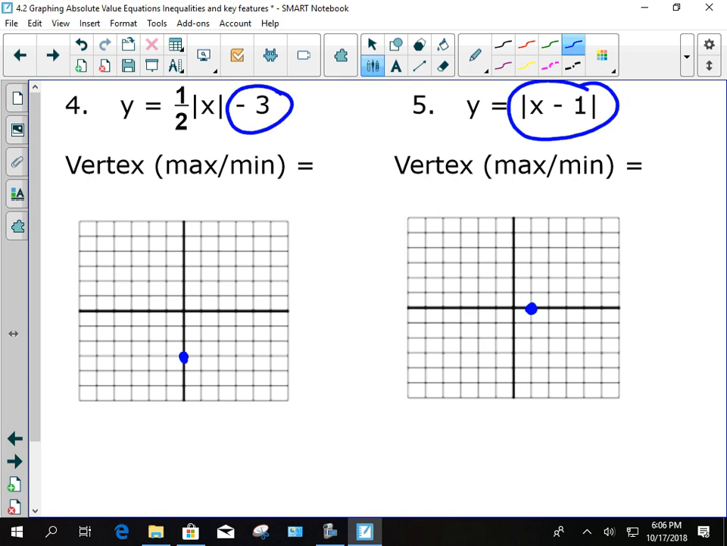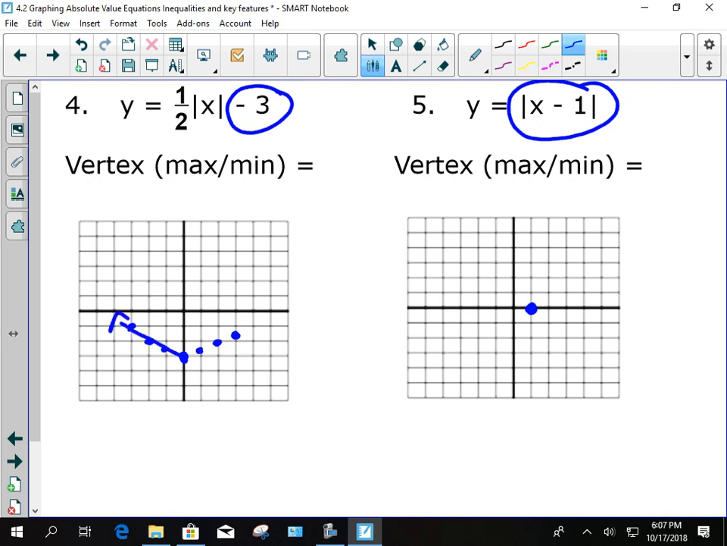Usually we go up 1 over 1, right? Well, this time we're going to go up a half over 1. Up a half over 1. Okay? So what does this do? Spreads it out. It makes it wider.